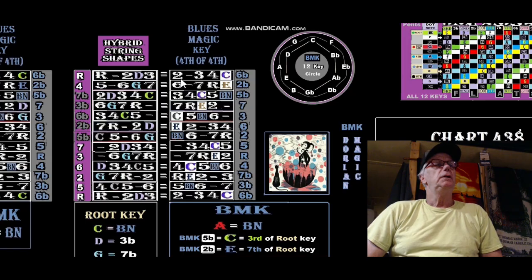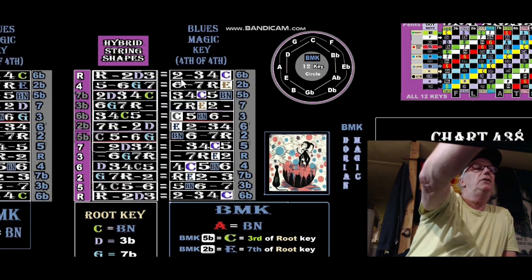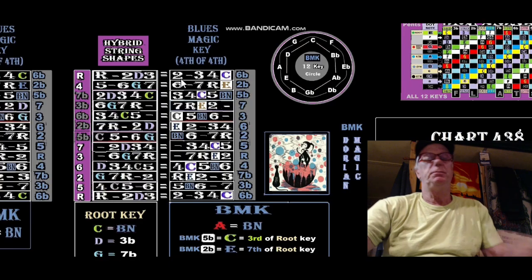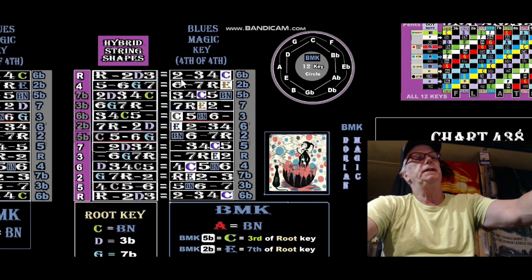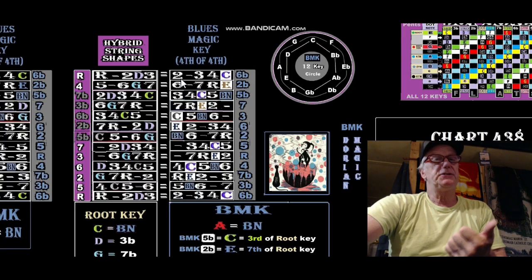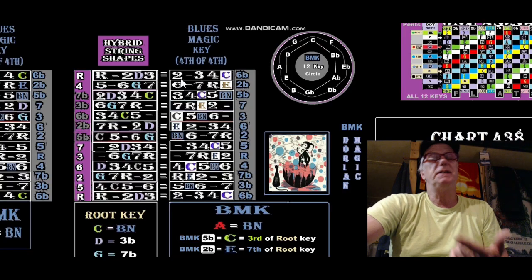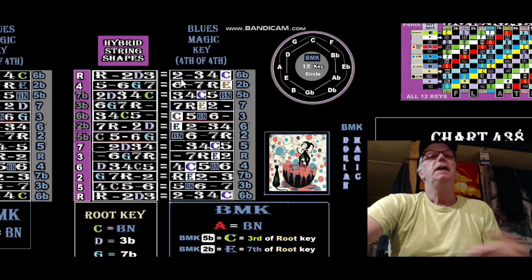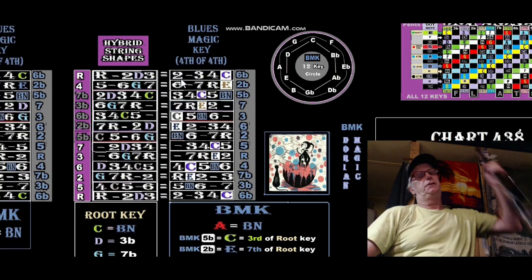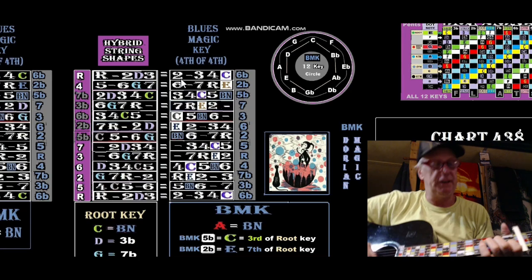Now also we have 2 flats in the blues magic key, because in the blues Pent key we don't play the A flat. So we've got 2 different keys, blues magic key and blues Pent key. The blues Pent key is safe in the key of C. It's a minor 3rd above the blues root key.